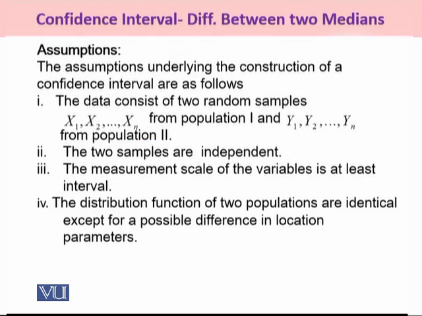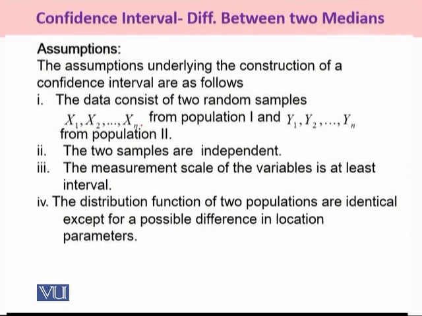the sample. Now we would be considering the assumptions that we would have to check with our data sets under the confidence interval for the difference between the two medians. The first assumption, students, that we need to consider is that the data consists of two random samples. That means both of the samples have to be random in order to follow the confidence interval estimation approach. So we are assuming that x1, x2, up to xn is a random sample taken from population 1, and y1, y2, so on up to yn is a random sample considered under population 2.